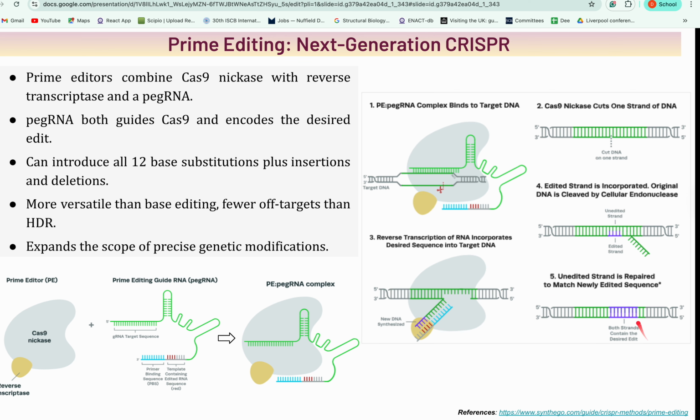So both the strands contain the desired edit. So this is the edit which we wanted to insert. So this is how prime editing works: in the given double-stranded DNA, we can insert our region of interest. And from where was this region obtained?